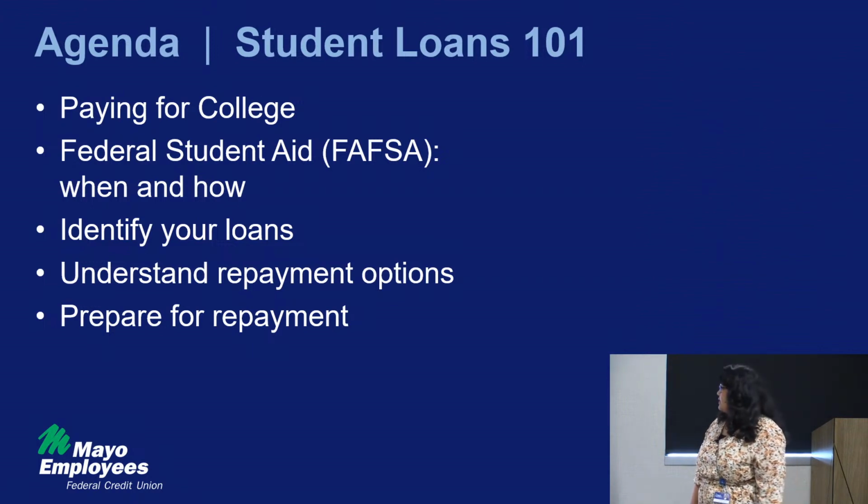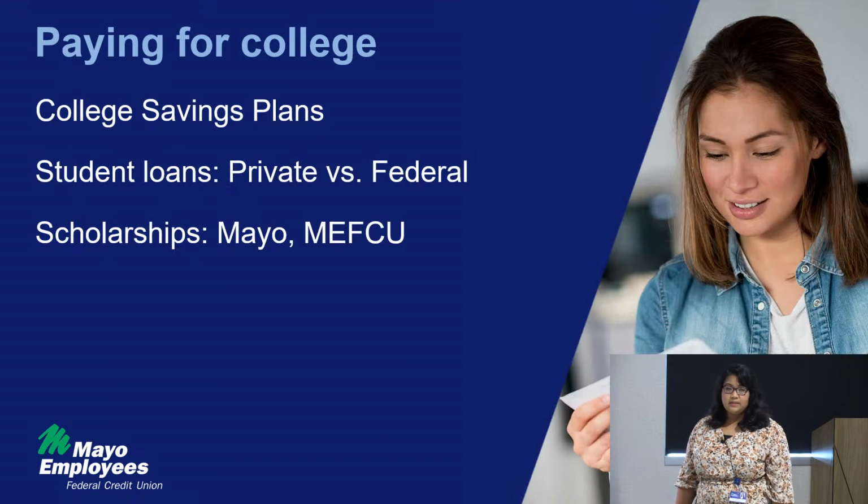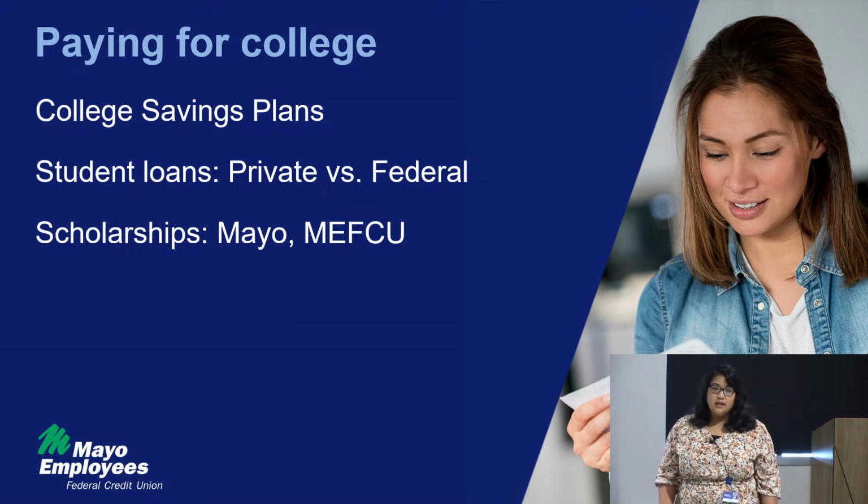So there's college savings plans. We do have a 529B plan here that's available, but also if you're a Mayo employee, they have it available through their employer, through HR as well. So you might want to look into that if you have small children and need to start a college savings plan to pay for their college. Student loans, we're going to talk about the difference between private and federal student loans, and also scholarships, different kinds of scholarships that Mayo Clinic offers, and also our location offers here at the credit union.